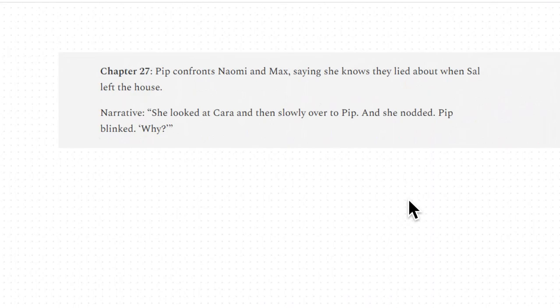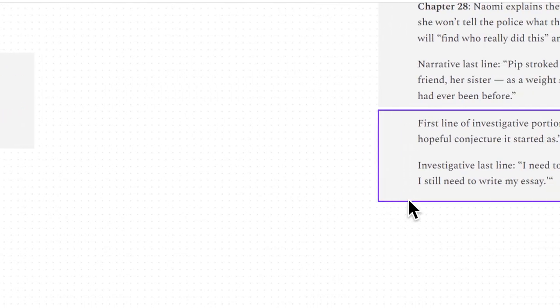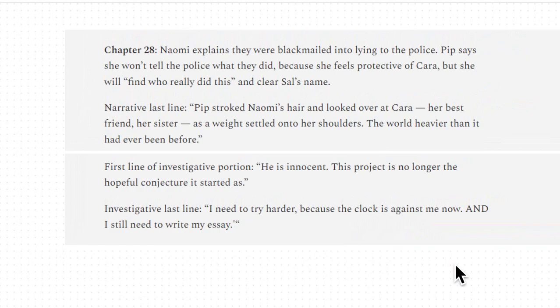In chapter 27, Pip confronts Naomi and Max, saying she knows they lied about when Sal left Max's house. Narrative. She looked at Kara and then slowly over to Pip. And she nodded. Pip blinked. Why? Again, we land on something of a cliffhanger here, and we're going over to chapter 28, where Naomi explains they were blackmailed into lying to the police. Pip says she won't tell the police what they did because she loves Kara, but she will find out who really did this and clear Sal's name regardless.